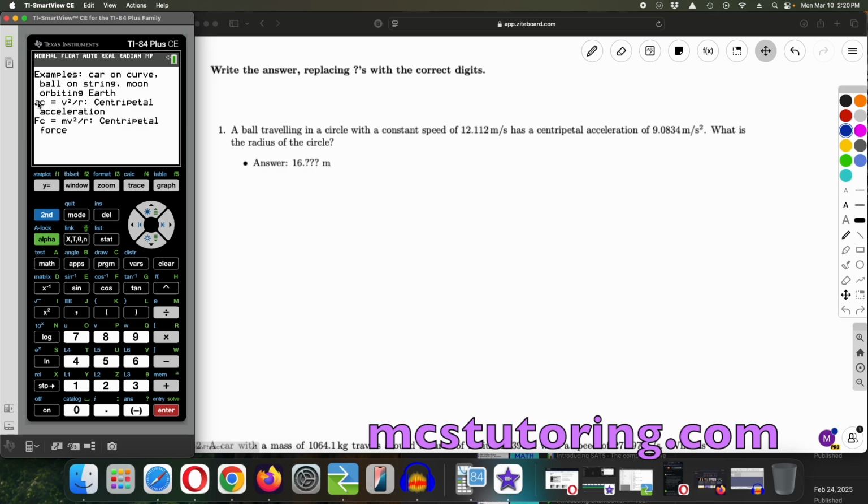And the A, and I'm trying to do a subscript here, that's A with a little c subscript. That's centripetal acceleration. And then F with a little c is centripetal force. And there's the equation for it. Okay, and then we go on.